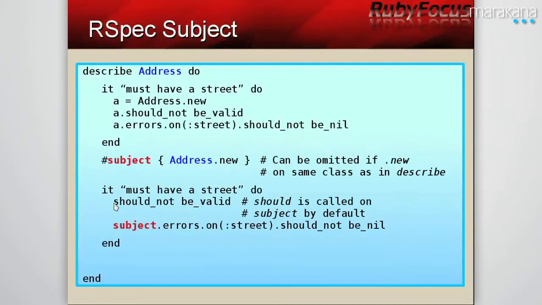If you call should or should not, you can actually leave off subject dot. This could say subject.should_not_be_valid. But if you call should right away within this context here, it's the first thing that would be called. So the should is automatically called on subject by default. If you're calling something else like the errors, then you have to put the subject explicitly.